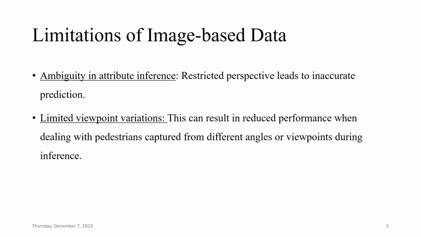The existing PAR approaches utilize spatial features available in the input image. However, image-based datasets have a few critical limitations. First, due to a restrictive camera angle, the spatial features are hampered. This limitation leads to ambiguity during inference. Second, not all viewpoints represent the best features for attributes, and due to limited viewpoints, reduced performance is observed.